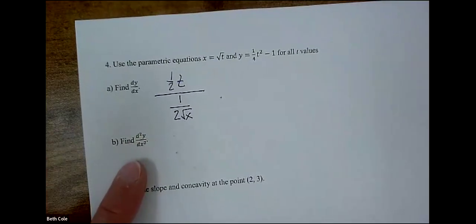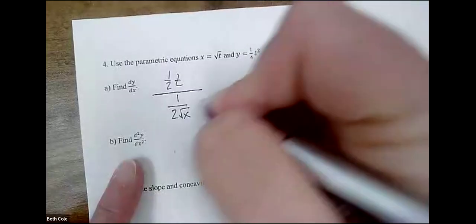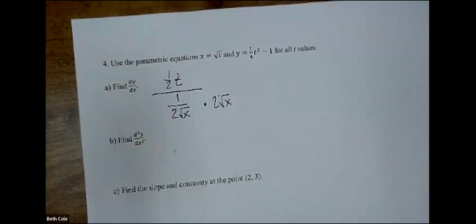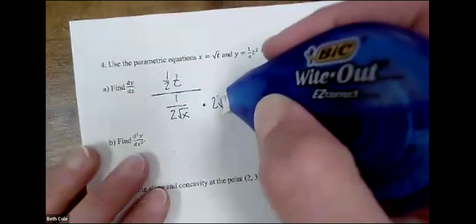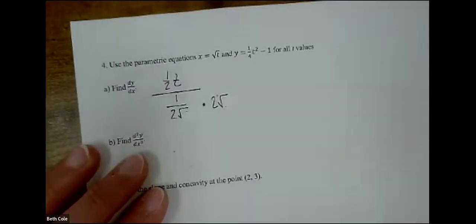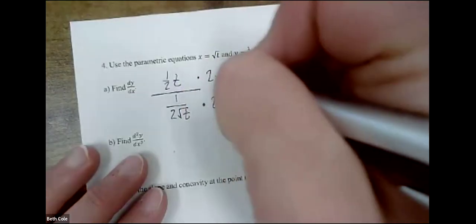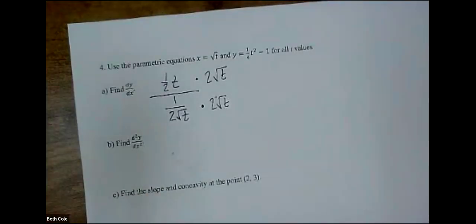do want to clean it up a little bit. I'm going to multiply by that. Oh, t, thank you. Sorry, my hand is so used to writing x. So I am going to clean this up a little bit because I don't want to take the derivative of it as it looks right now. So I'm going to multiply by 2 square root of t.